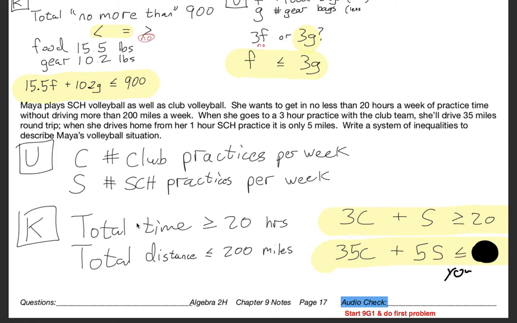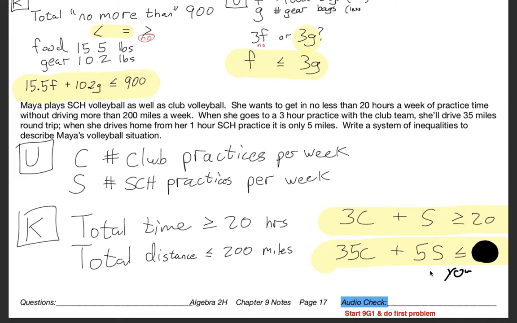Here's a total time inequality. 3C plus S would be the total time she spends, and that cannot be any less than 20 hours per week. It can be greater than, it can be equal to, it can be greater than or equal to 20. And then the total distance, she's going to put 35 miles for every club practice and 5 miles for every SEH practice. So 35 times C plus 5S is going to be your total distance, and that should be less than or equal to, what do you think?